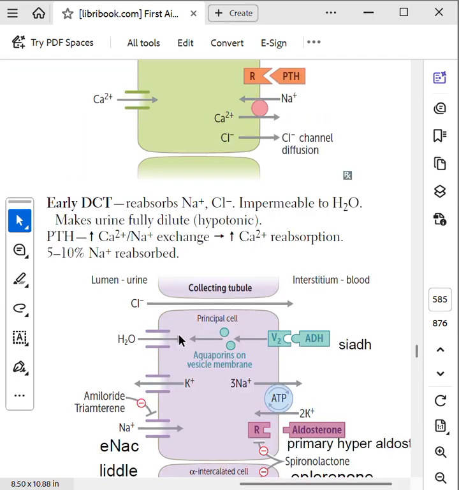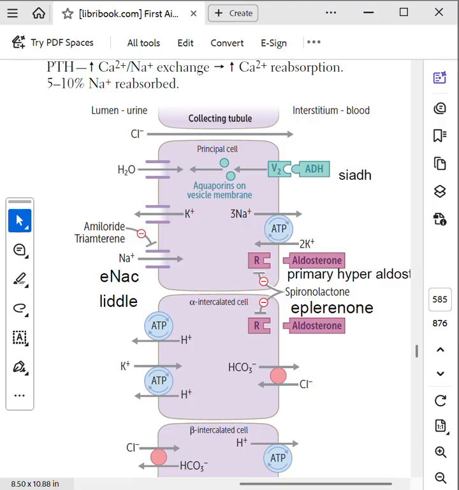Okay, now we move on to the collecting tubule. The collecting tubule is very important and it's high yield because 2-3 things are happening at the same time in the collecting tubule. This is the final regulator of urine composition. It does the fine tuning, not bulk reabsorption, right?